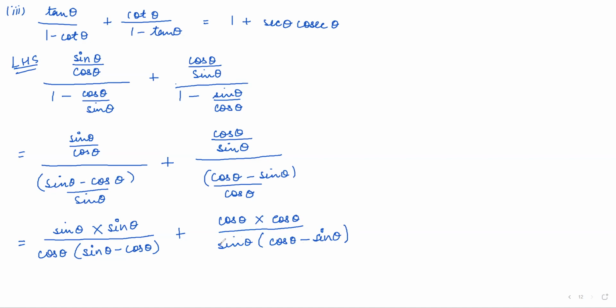Now they are again fractions, so I have to take the LCM. Without taking the LCM, I cannot add the two terms. I can do one thing first before taking the LCM. Now you see here very carefully: this is sin theta minus cos theta in the first bracket, but in the second bracket, I have cos theta minus sin theta. So if I take the minus sign outside, it will become sin theta minus cos theta.